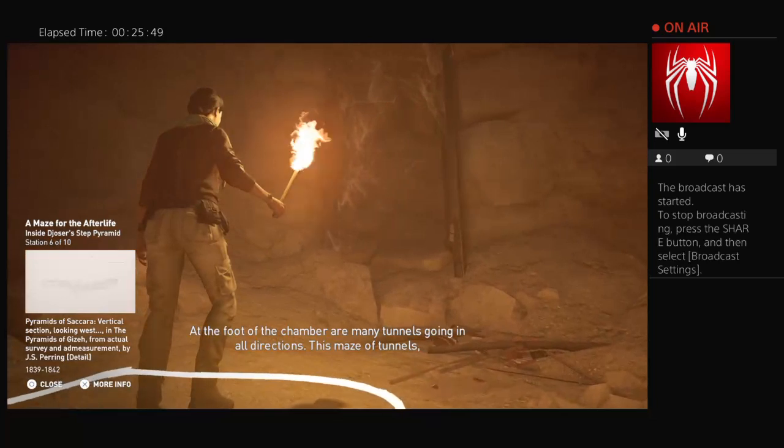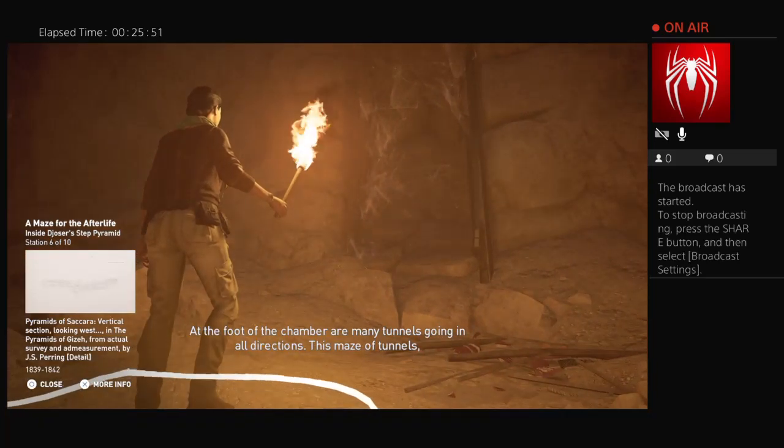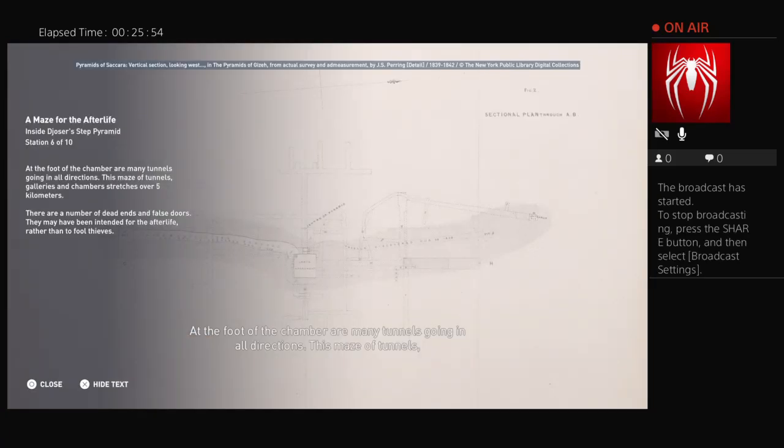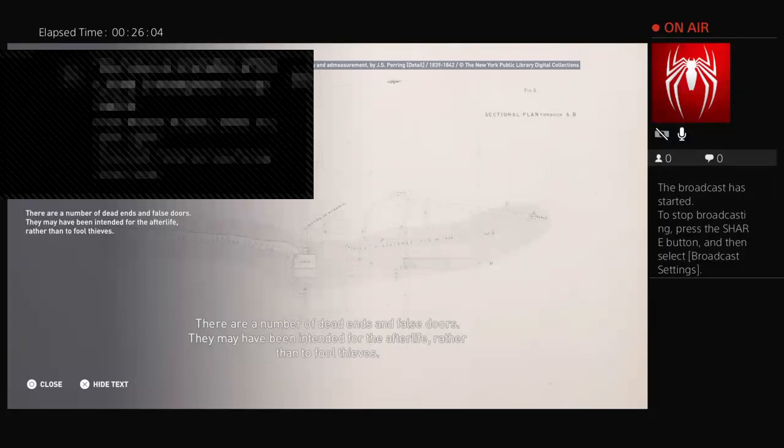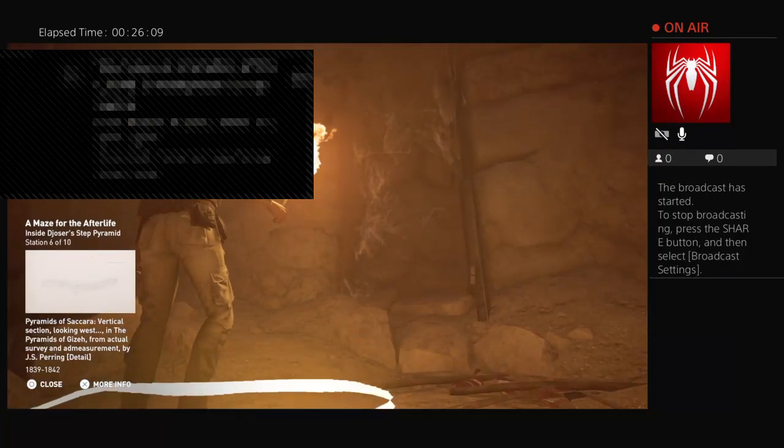At the foot of the chamber are many tunnels going in all directions. This maze of tunnels, galleries, and chambers stretches over 5 kilometers. There are a number of dead ends and false passages; they may have been intended for the afterlife, rather than to fool thieves.